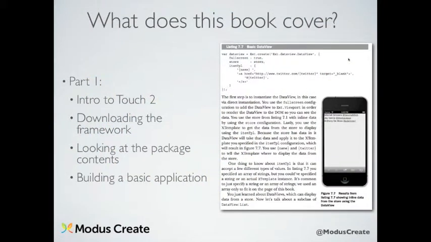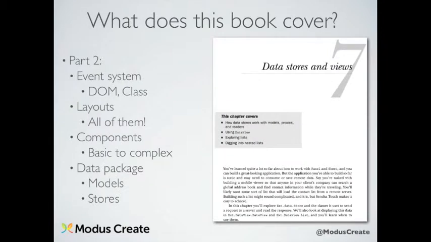So part 1 is mainly a bootstrapping part, just like any book. Walk you through what exactly is Sencha Touch, what it's not. What is it like to download the framework? Why is it so big? Where do you get the documentation from? Looking at the package contents, what are the different directories? And then in the second chapter, which is the end of part 1, I walk you through building a very basic application. Now part 2 is where it starts to get really hot.